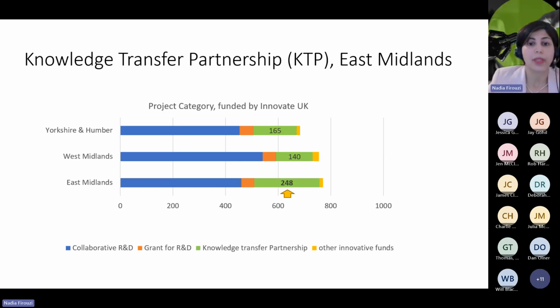For this chart, we wanted to compare how the East Midlands, West Midlands, and Yorkshire differ in terms of the projects that receive public funds. So the slide compares Innovate UK funded projects by category across the three regions. The East Midlands leads in knowledge transfer partnerships (KTPs) with 248 projects, showing a significant difference compared to Yorkshire and the Humber with 165 and the West Midlands with 140 in terms of KTP projects.